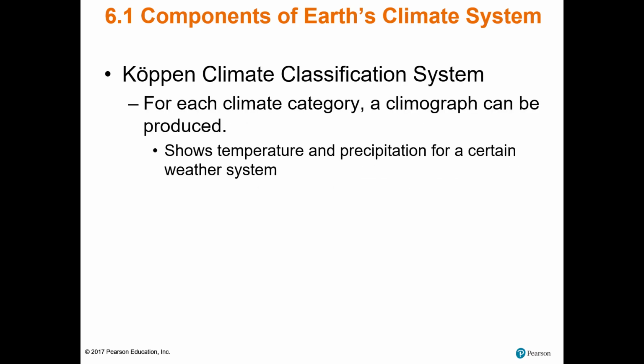For each climate category, a climograph can be produced. Climographs are the tools of climate classification, and they show temperature and precipitation for a certain weather system.